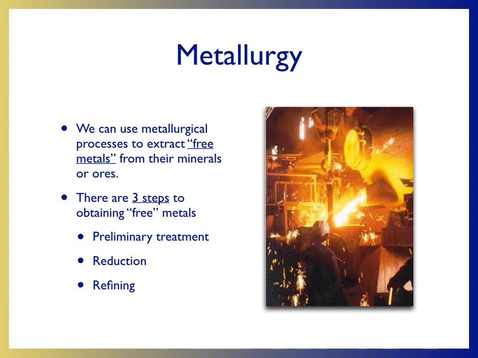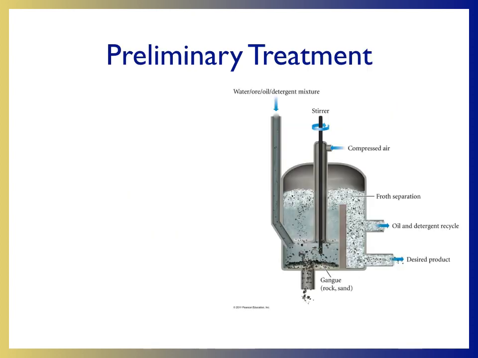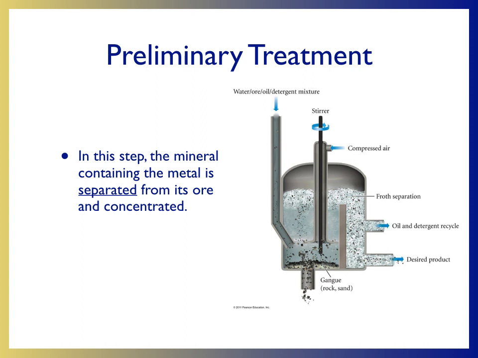We'll take a look at each of these different steps individually and look at some examples of how they can be done. The first step is a preliminary treatment. Remember that ores contain a high concentration of a certain mineral, but are often combined with other components that we don't usually want. Therefore, in preliminary treatment, we separate and concentrate different minerals from their ores. This can be done by physical processes or chemical processes.